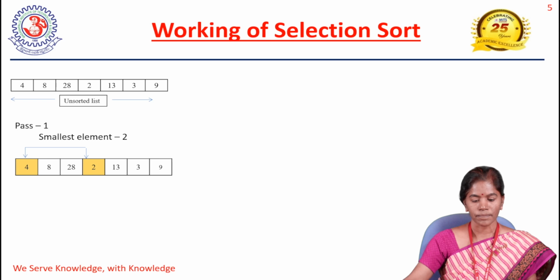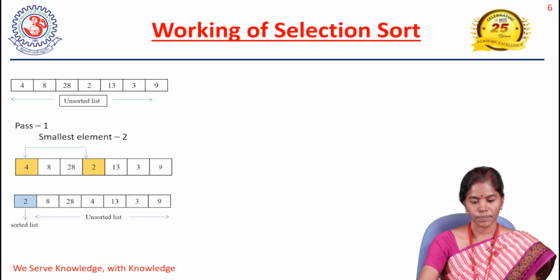Here you can see that in this list the smallest element is 2 and the first element of the unsorted list is 4. So 2 and 4 should be swapped in the first pass. You can see here 4 is the first element of the unsorted list and 2 is the smallest element in the entire list, so it has to be swapped. 2 becomes sorted and the remaining elements will be the unsorted list.